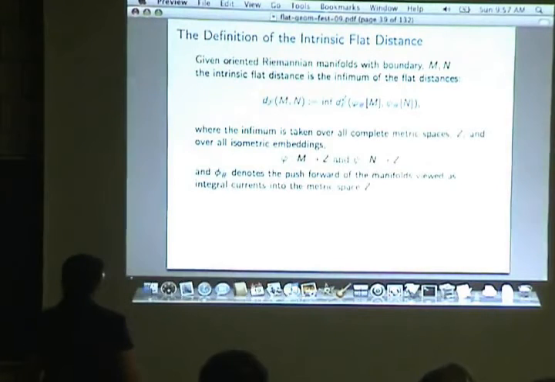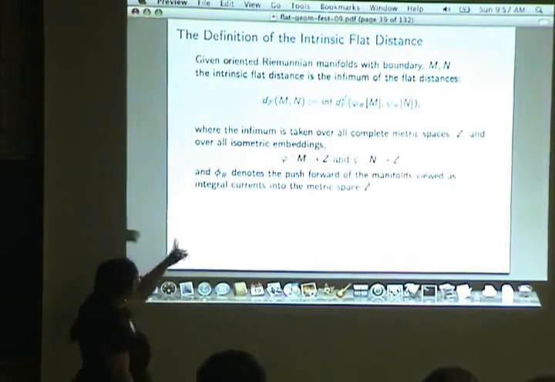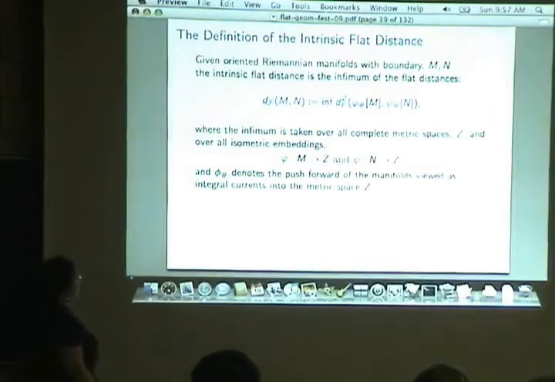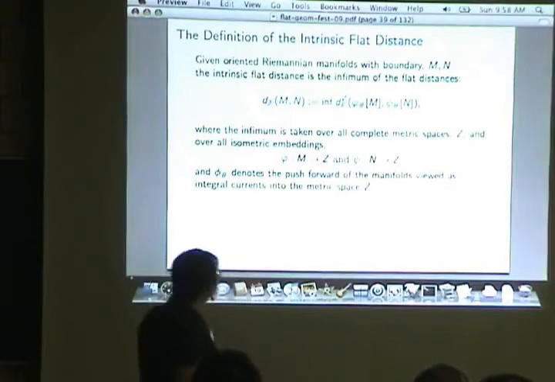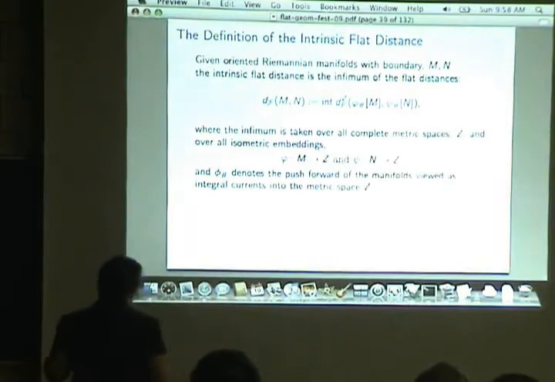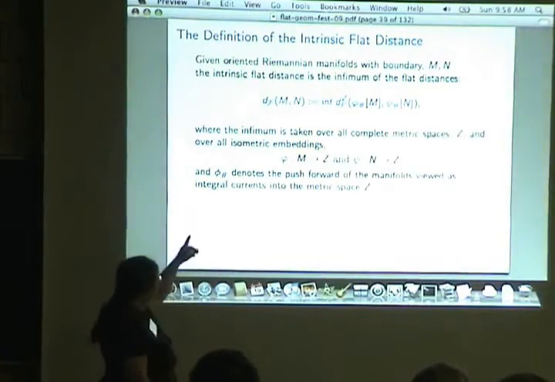So the intrinsic flat distance is an infimum over all possible isometric embeddings, phi and psi, and we take the manifolds and we put them into this space. So there's an interesting thing here. We're talking about a flat distance between integral currents, right? An integral current is an integration. So there's a notation from geometric measure theory that you put the sharp on. So I have to explain that a little bit.